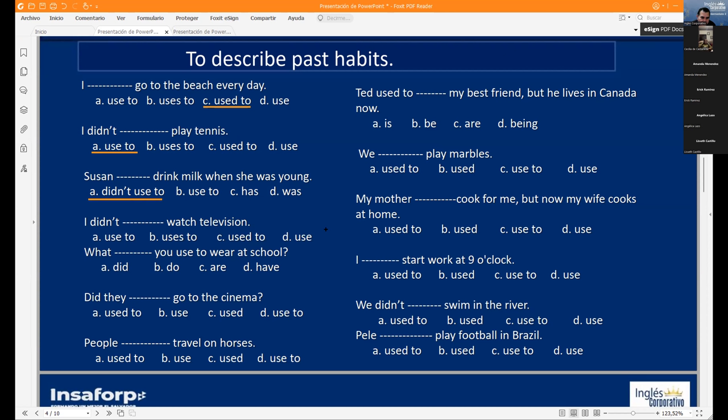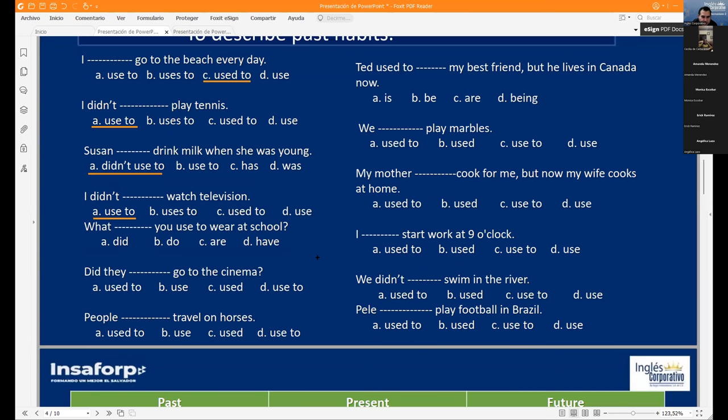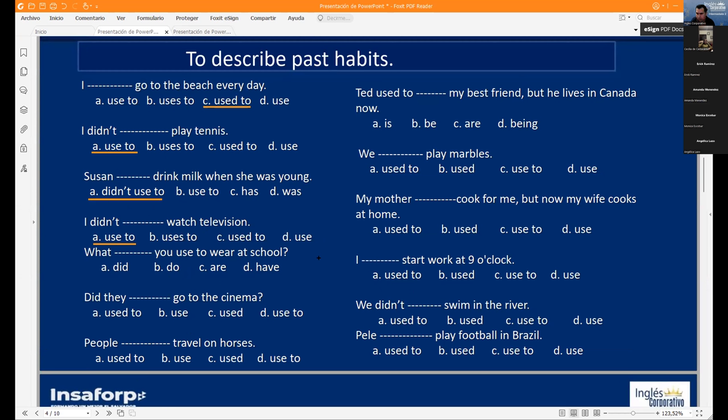I didn't what? A, used to. A, right? Exactly. The auxiliary is in the past, but the verb is in the present. So didn't use. I didn't use to watch television. What about the next one? What did you use to wear at school? Letter A, right? Exactly. And you say, I used to wear a uniform. Okay, the next one.